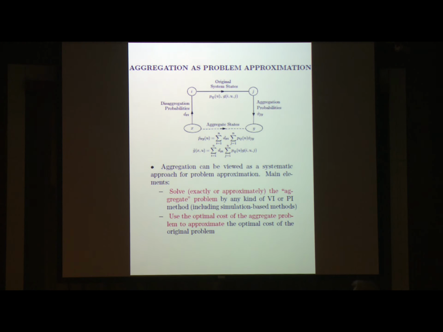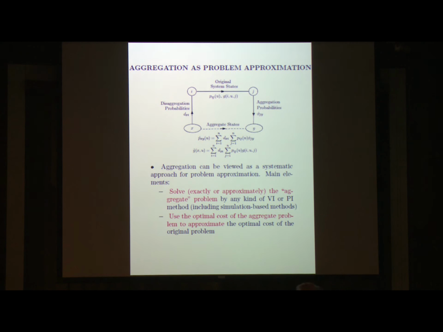And there is also an interesting way to view aggregation as problem approximation. The original system is given here at the top. You go from state i to state j with probabilities Pij, and with costs g(i, u, j). Now, if you establish a relationship between the original states and aggregate states and introduce the system here, then you can think of transitions of going from aggregate state to original state, and back to aggregate state, and define, through the entries of the matrix D and the matrix phi, a system involving just the aggregate states.